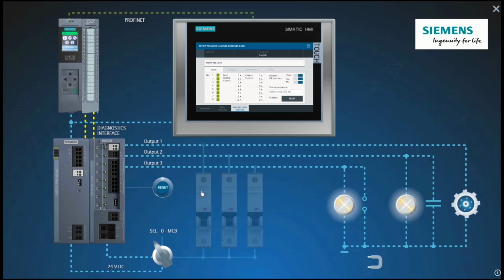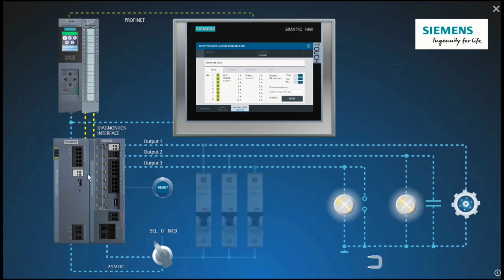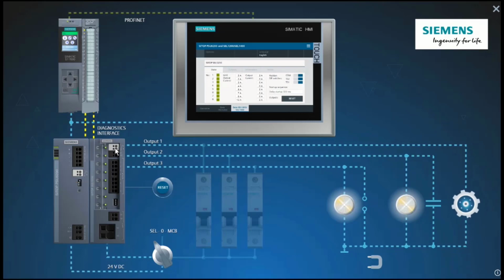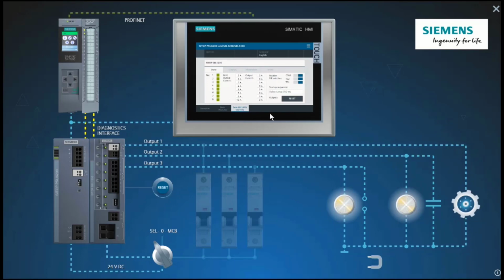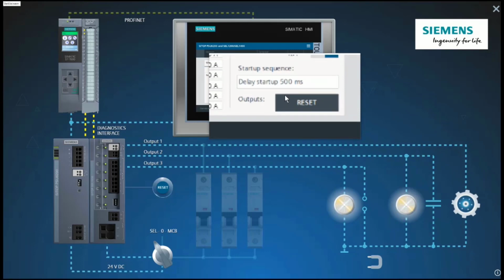The SITOP SEL selectivity modules have a similar diagnostics interface to the PSU6200 power supply. For remote diagnostics, therefore, you also only need one digital input of your PLC, one function block and faceplate. On the faceplate you can, for example, trace the time offset for sequential switch on. In this case, a 500 millisecond delay between one output and the previous one.